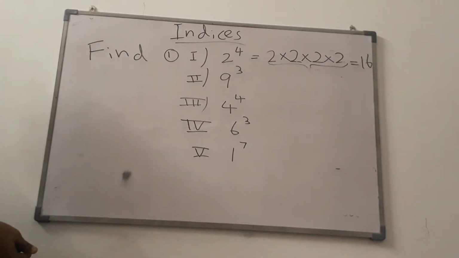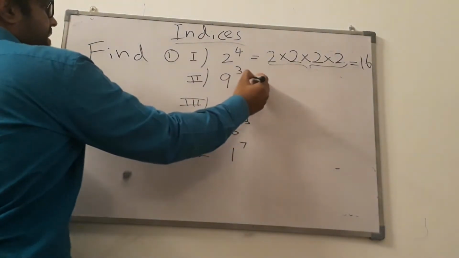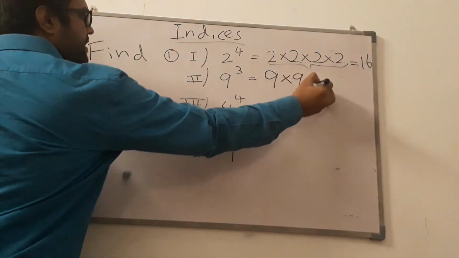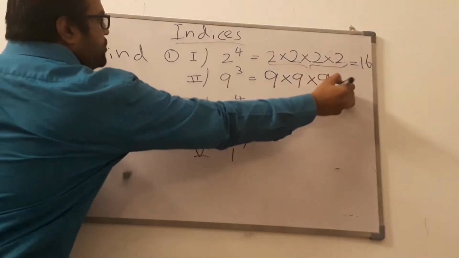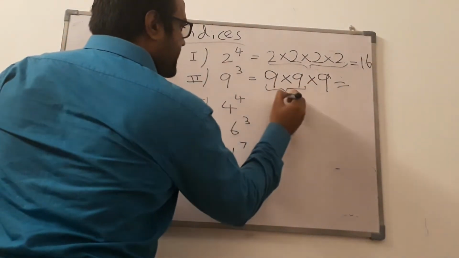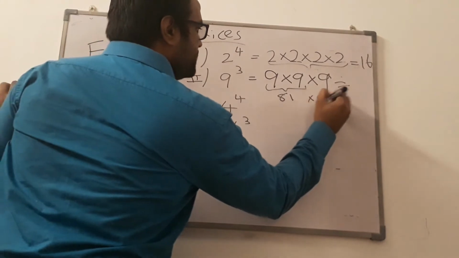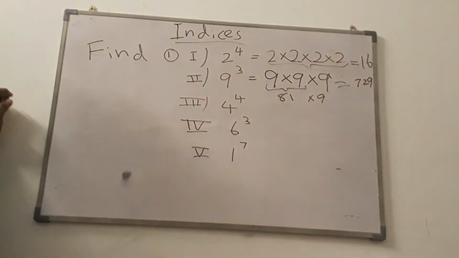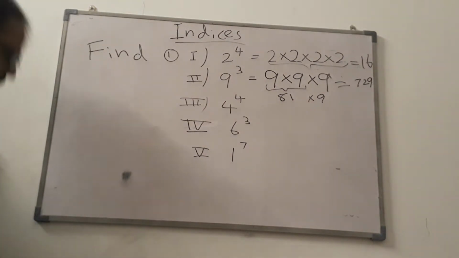Suppose 9 to the power 3. There also we can expand first. 9 times 9. Actually it is better to expand first because it's a little difficult to find the value of 9 to the power 3 straight away. 9 times 9 means 81. 81 times 9 means 729. If you multiply 81 by 9, you would get 729.